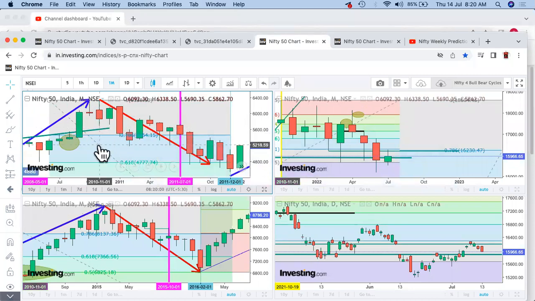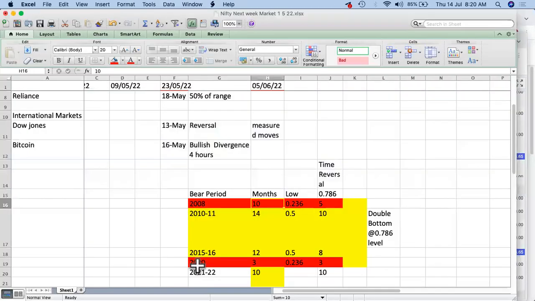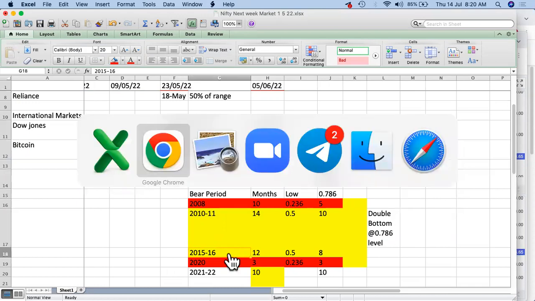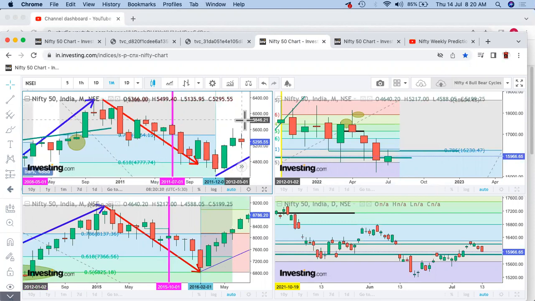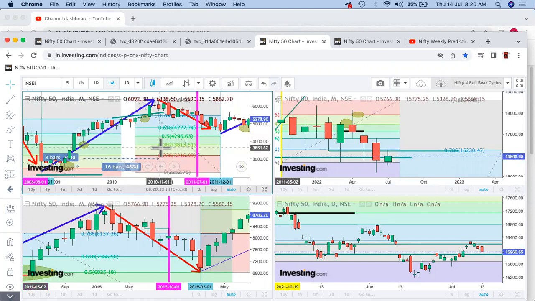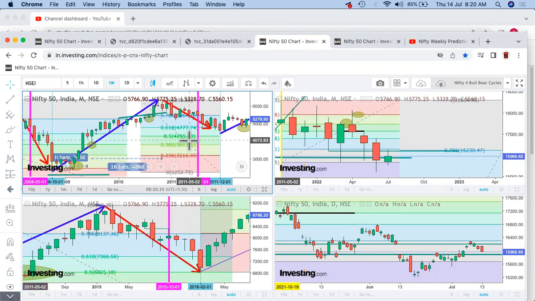So the two cycles are the 2010, 2011 cycle, and the 2015, 2016 bear cycle, right? So this was our basis for comparison. Now, this was only the monthly chart that we saw last time, and what we came to know is that generally there is a reversal which is seen till the 0.76 level, right? So for example, if you see, yes, this is the entire bull bear phase which is there.